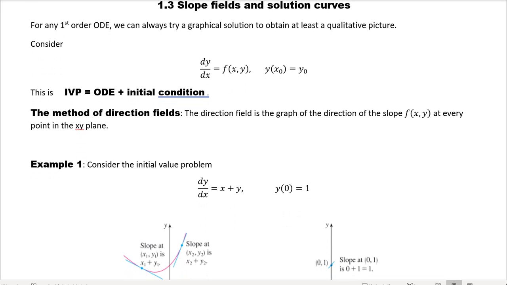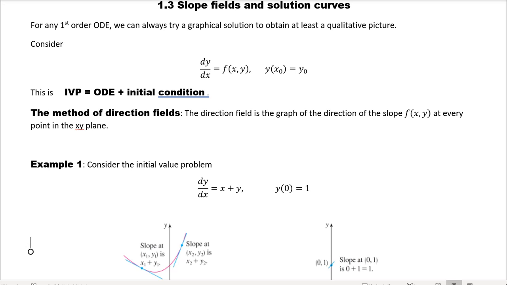Given the first order ODE, dy/dx is f of x, y, where f is a function of x and y. This is the standard form. The left hand side you have the derivative and the right hand side is a function of x and y. And then we have the initial condition y of x0 equals y0. So this is the initial value problem. It is the ODE plus the initial condition.